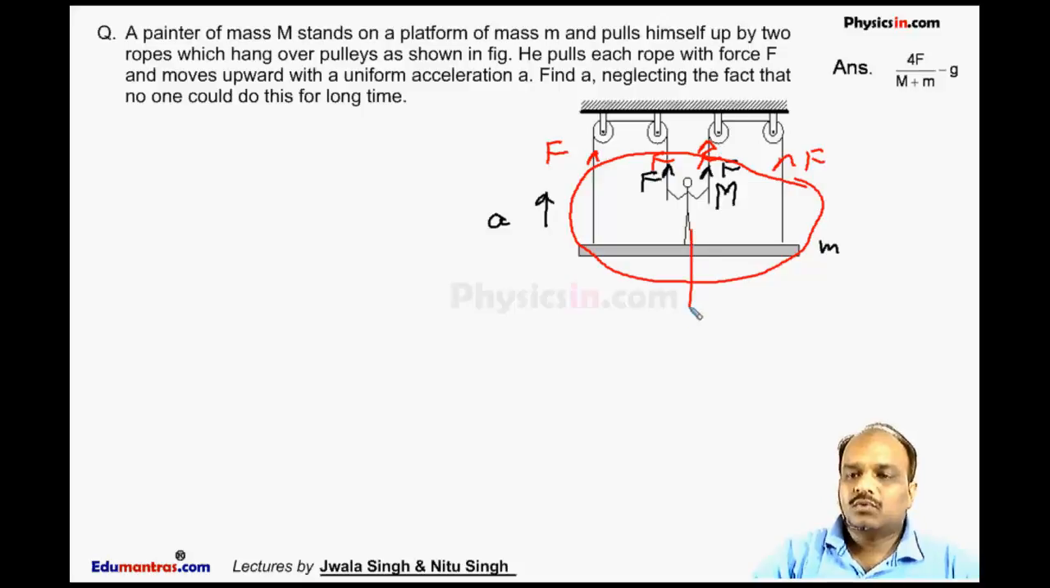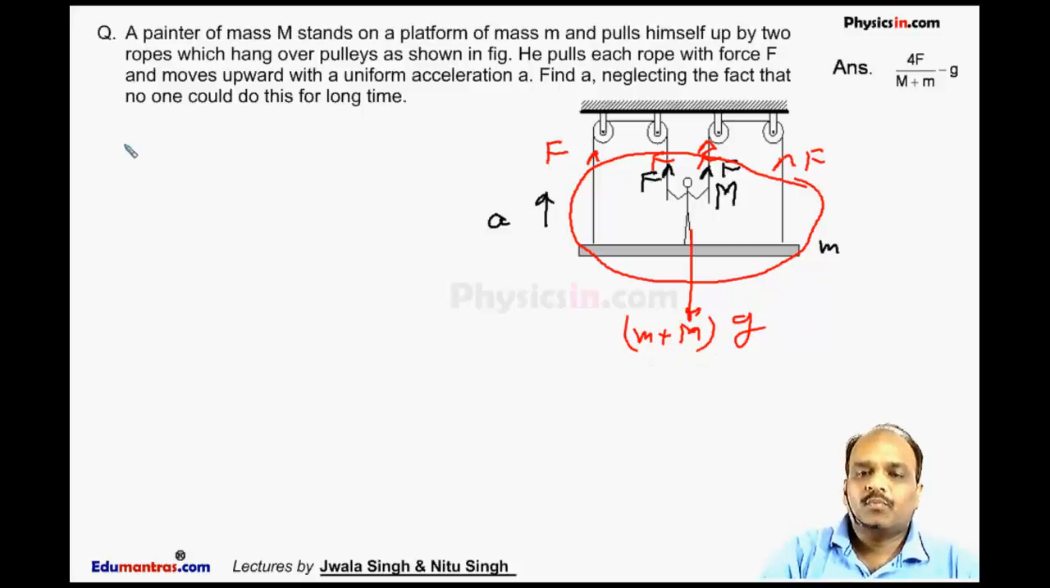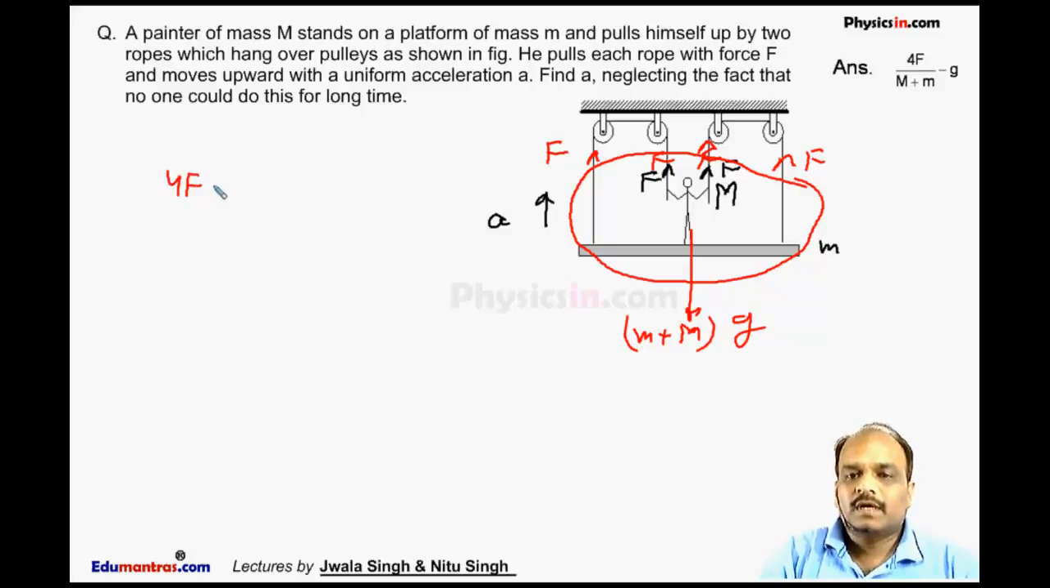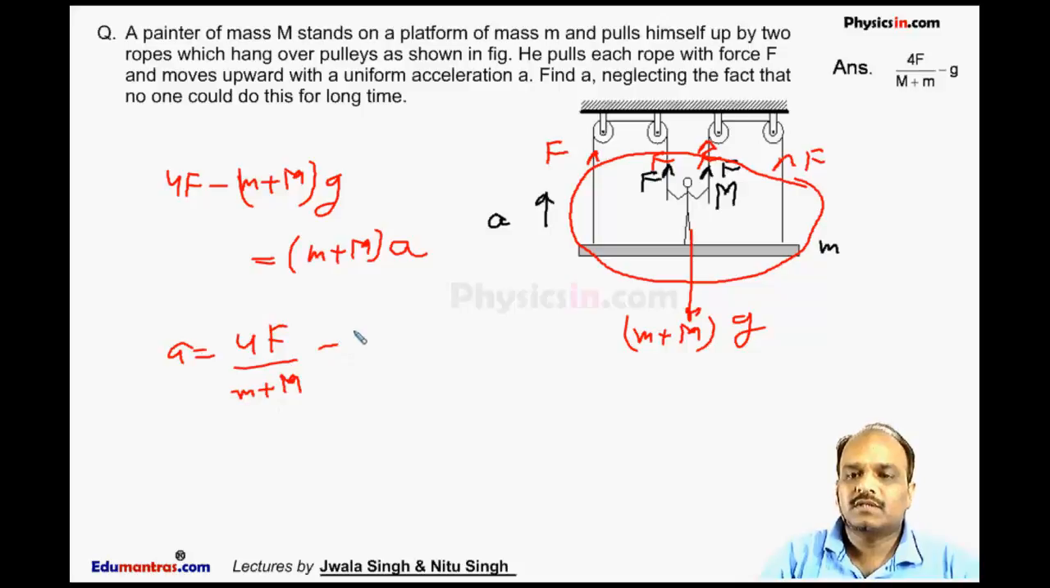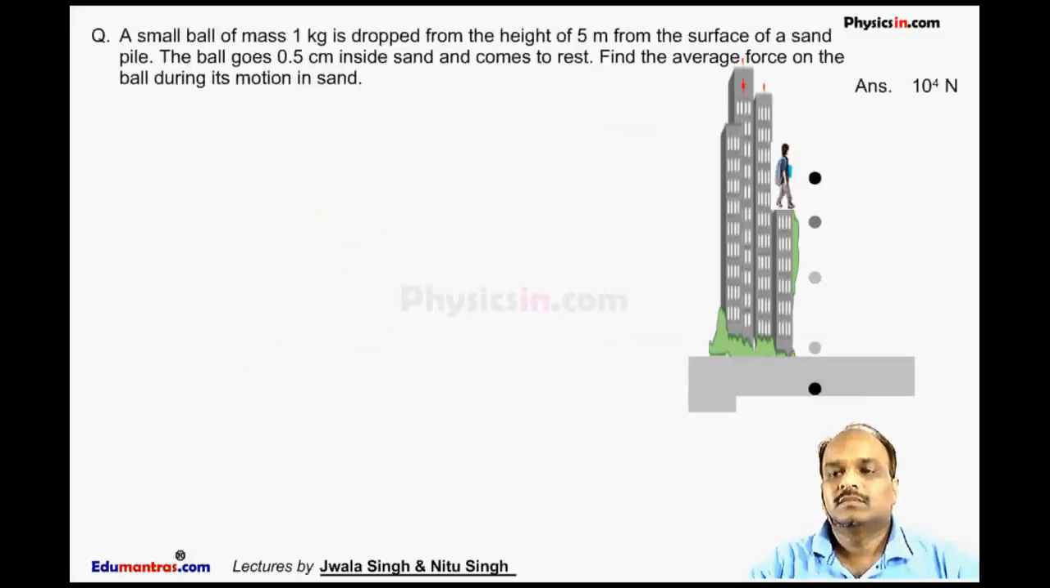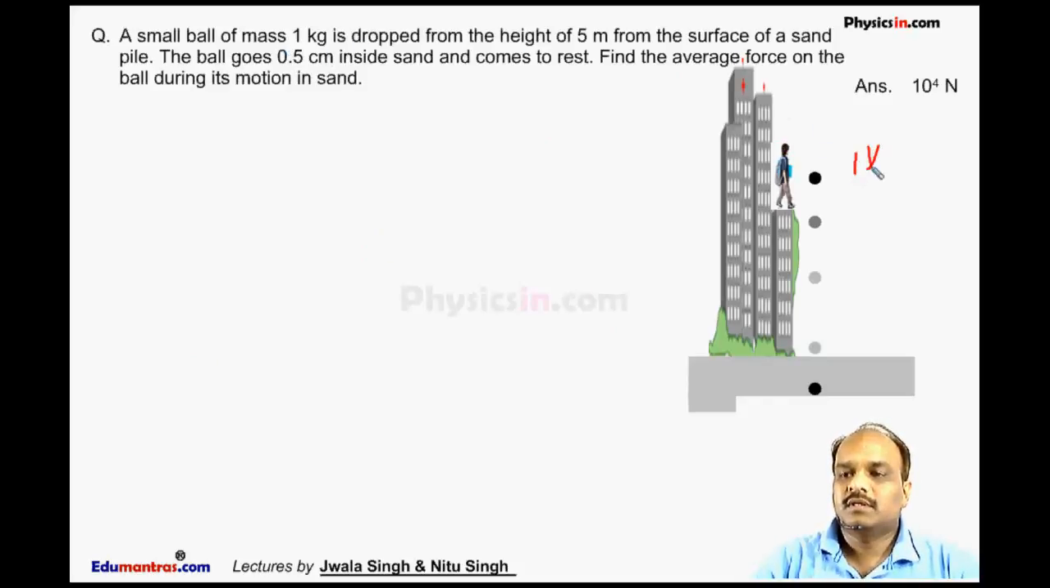So the total weight is (m plus capital M) into g. The upward force here is 4F and the downward force is (m plus capital M) into g. That is equal to mass into acceleration, (m plus capital M) into A, because the whole system is moving with an acceleration A. So from here we can say A is equal to 4F by (m plus capital M) minus g. This is the answer.